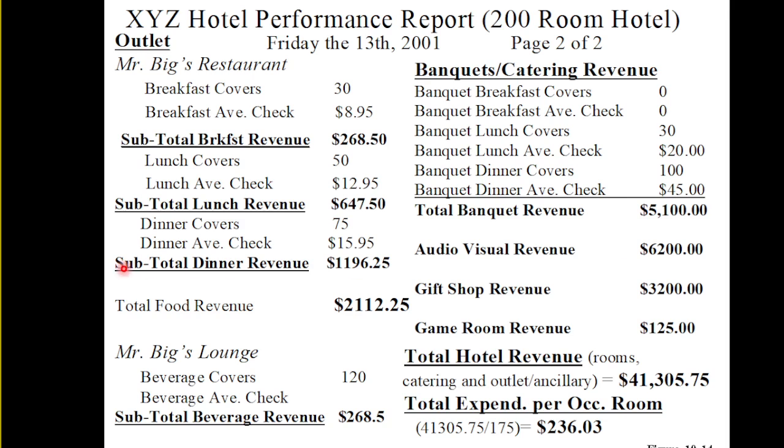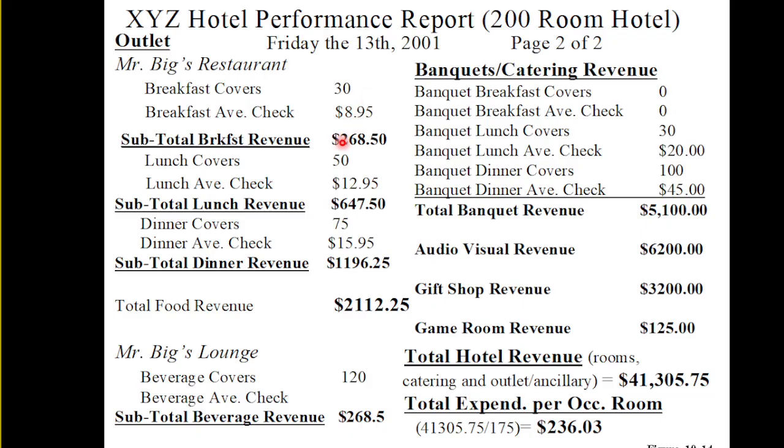So as you can see, we have here the outlet. So Mr. Big's restaurant for breakfast. When you say breakfast covers, it's the number of heads. Breakfast average check is the amount per head. So ang plato nila is $8.95 per head. So you just need to multiply.